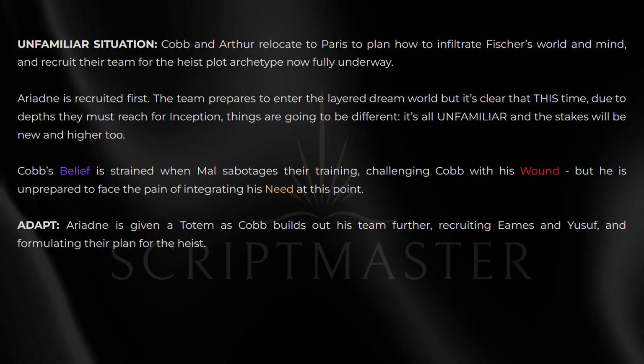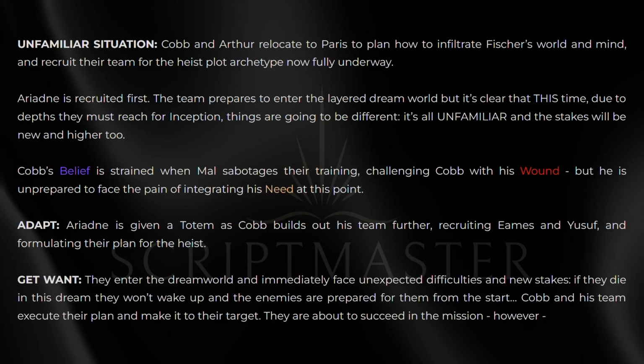Ariadne is given a totem as Cobb builds out his team further, adapting to the unfamiliar situation they face, recruiting Eames and Yusuf, and formulating their plan for the heist. They then start making progress. They enter the dream world and immediately face unexpected difficulties and new, higher stakes. If they die in this dream, they won't wake up, and the enemies are prepared for them from the start.